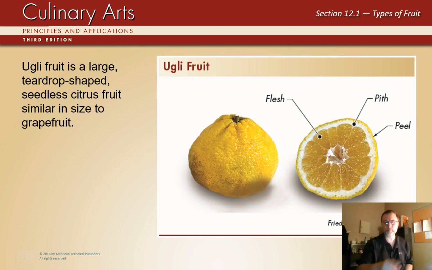Ugli fruit is a large teardrop-shaped seedless citrus fruit, similar in size to a grapefruit. It tastes kind of like a grapefruit, I guess, in my opinion. It's a little sweeter than a grapefruit. The peel is very lumpy. I think it's easier to peel. An ugli fruit is a hybrid. It's made by crossbreeding a grapefruit and a tangerine. And it's available from December through April.